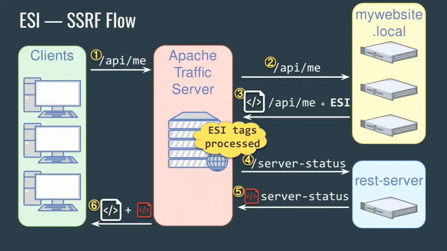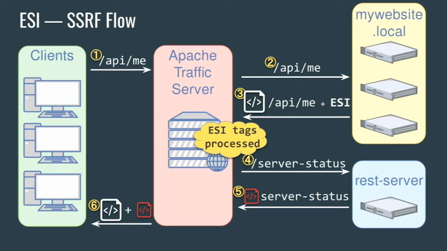So to reuse the same graphic, this is basically what happened, right? So we have /me for which we had a response with an ESI tag in there. The caching server saw that and requested server status on a different server. We got the response back. Step 5 and 3 get concatenated and sent to the user.